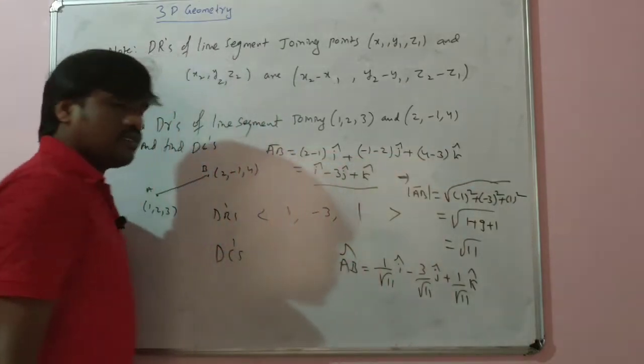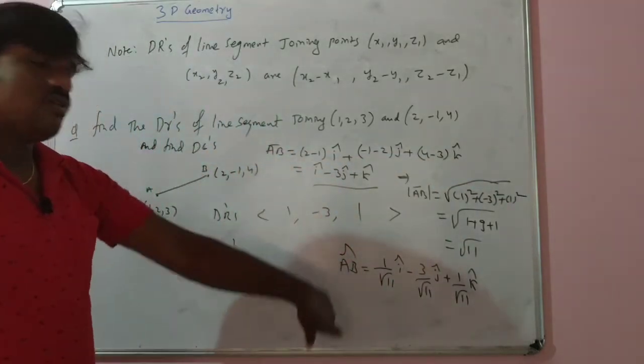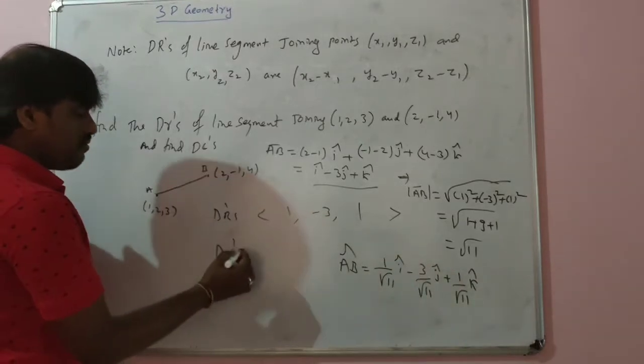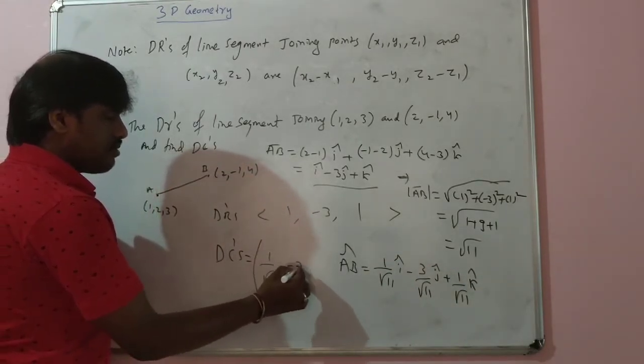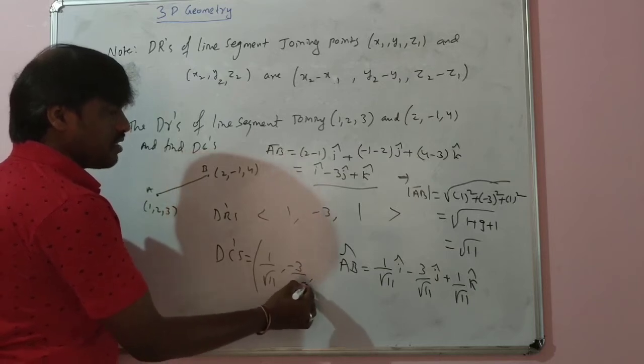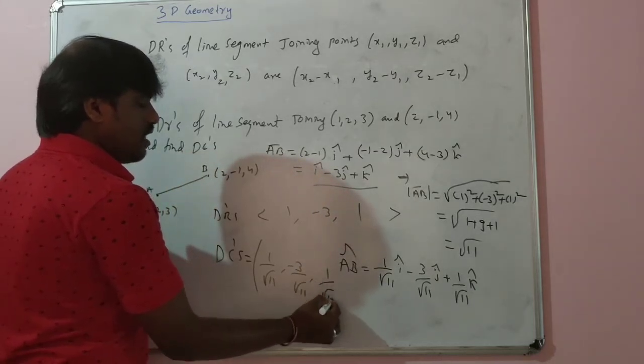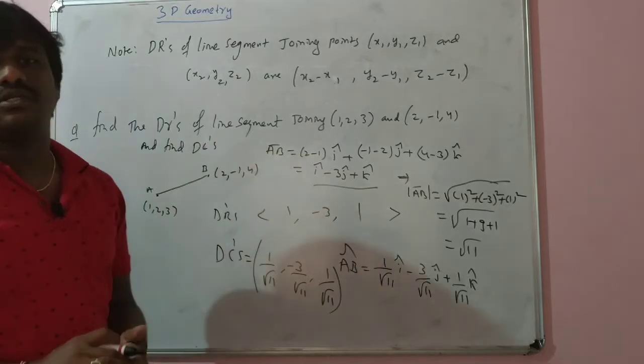These are the unit vector. So what are the components of the unit vector here? The components of the unit vector are 1 by root 11, minus 3 by root 11, 1 by root 11. So simple. Now you understood.